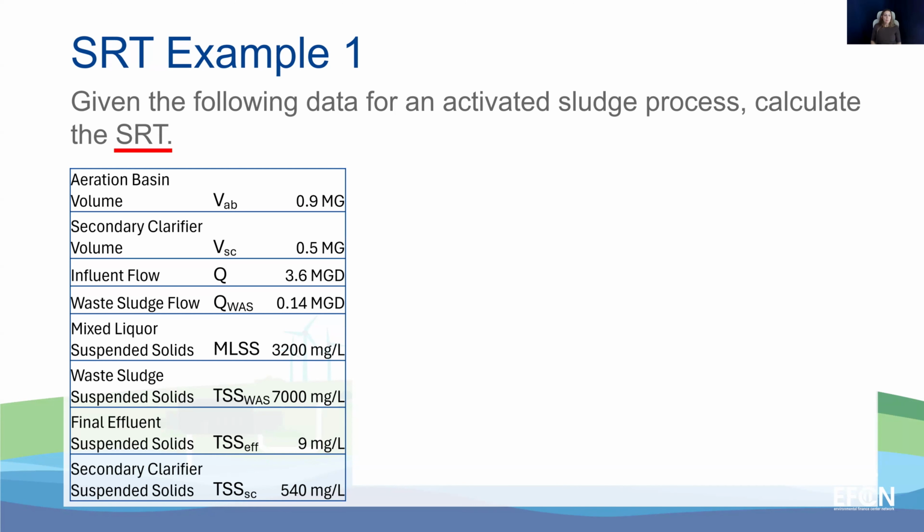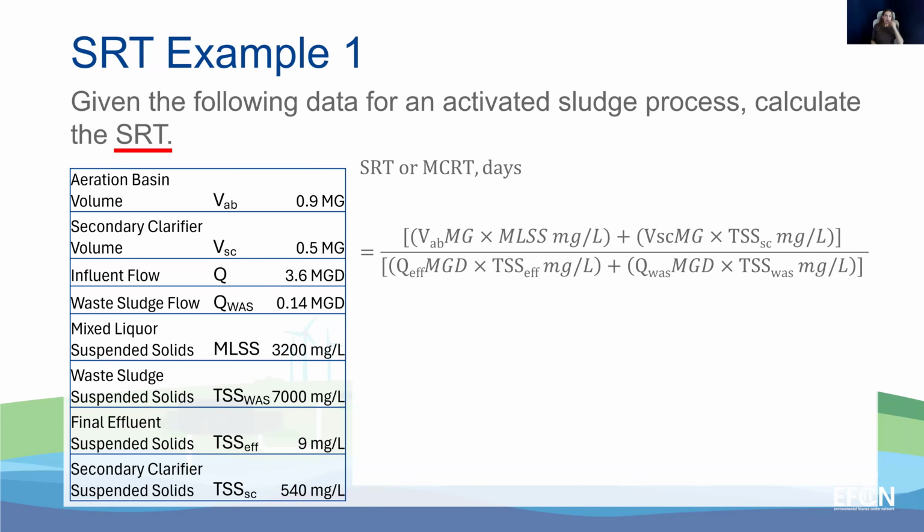But with all word problems, we first want to identify what we're going to be calculating. So it'll be our SRT. And we know that when we talked about it for the ABC, they tend to use those interchangeably. So we pull up our equation for SRT or MCRT in days. Now, the first term we're looking for is the volume of our aeration basin. It's given at the top of our data set in millions of gallons. The MLSS is what we use for our aeration basin solids, so we're going to multiply that to find the mass in our aeration basin.